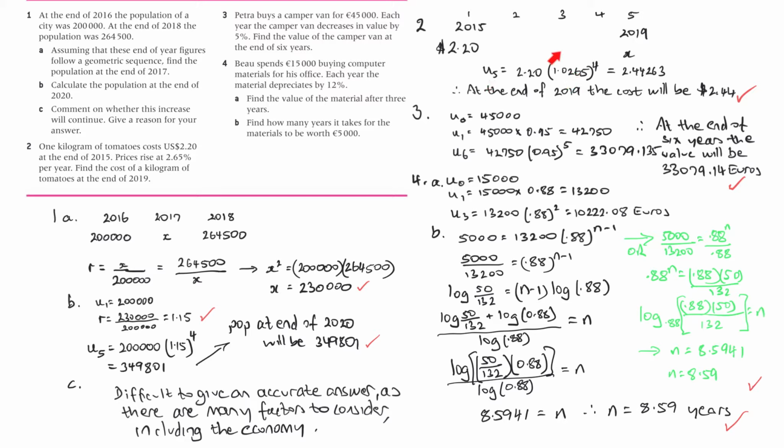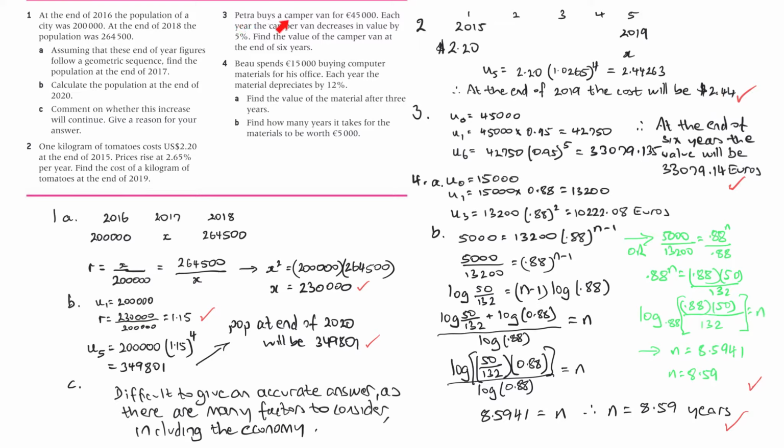Now, U5, we already established, is equal to U1 times R to the power of 5 minus 1, which is 4, and that is 2.44263. Therefore, at the end of 2019, the cost will be $2.44. Remember, in IB tests, use 2 decimal places unless they ask you to round to the nearest dollar, so make sure you put the cents in there, 2 decimal places.